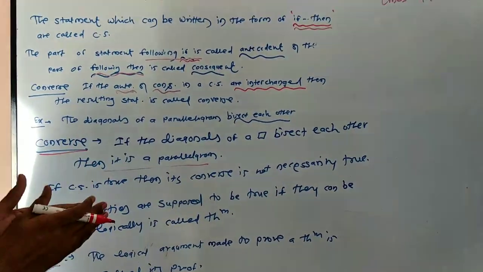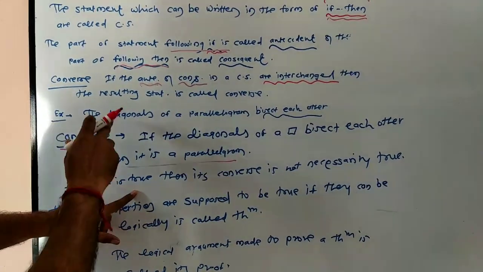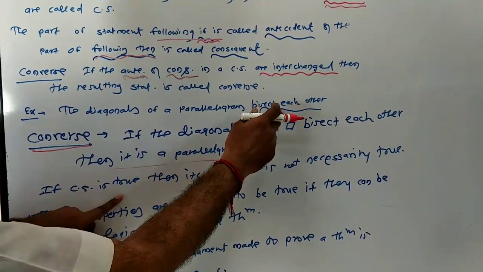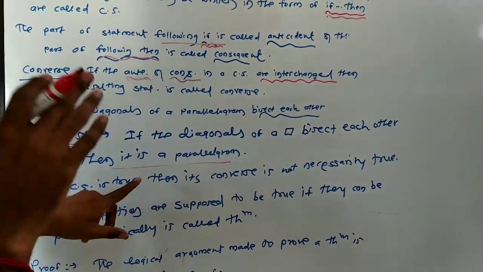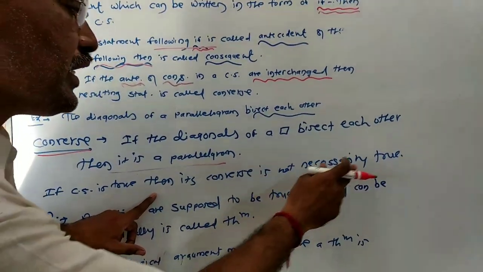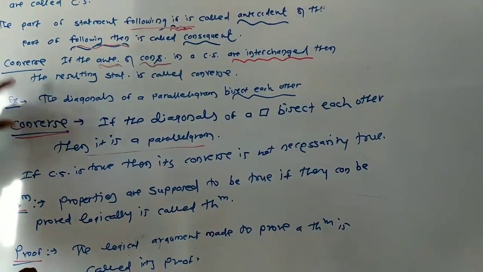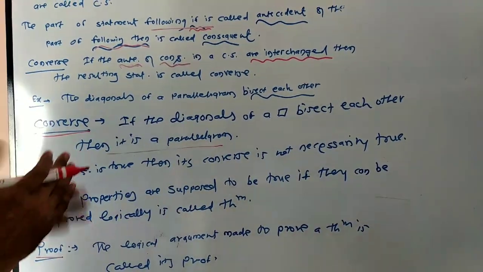Means in this statement, the conditional statement is true. The diagonals of a parallelogram bisect each other is true. But its converse is not necessarily true. But in this example, the conditional statement and converse both are true.